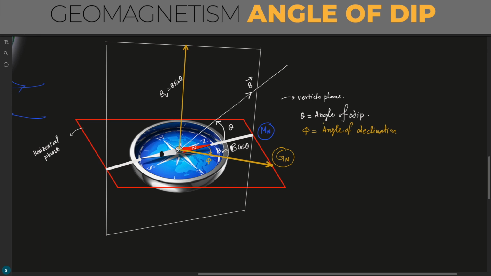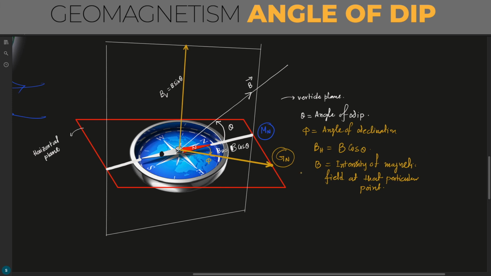Angle of declination is lying exactly in the horizontal plane, and it is represented by phi. And angle of dip, which is lying in the vertical plane, is represented by theta. And the horizontal magnetic field BH is represented by B cos theta, where B is equal to the intensity of the magnetic field at that particular point. So this is how you can get the idea of the magnetic field lines and the horizontal component of the magnetic field, angle of dip and angle of declination.